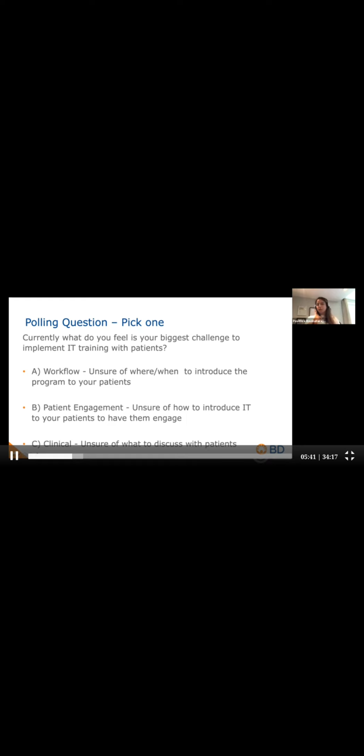Is it workflow? You're not sure how to introduce the topic to your patients, how to implement it? Is it patient engagement in the sense that you don't know how to speak to your patients about it? Do you feel like it's a topic that you don't know the exact vocabulary that they'll pick up and how to really get them interested in? Or is it clinical? Are you unsure of exactly what the components are in injection technique for your patients?